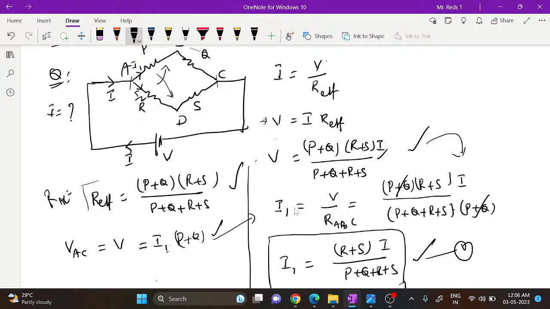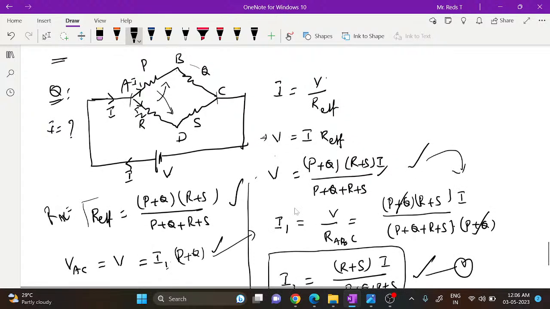So here, the same I1 will pass through P and Q both. So for the effective resistance across AB, you have to take I1 equal to V by the effective resistance, where V is across A and C, including this point B. So ABC, okay, ABC in the figure, this one, right?